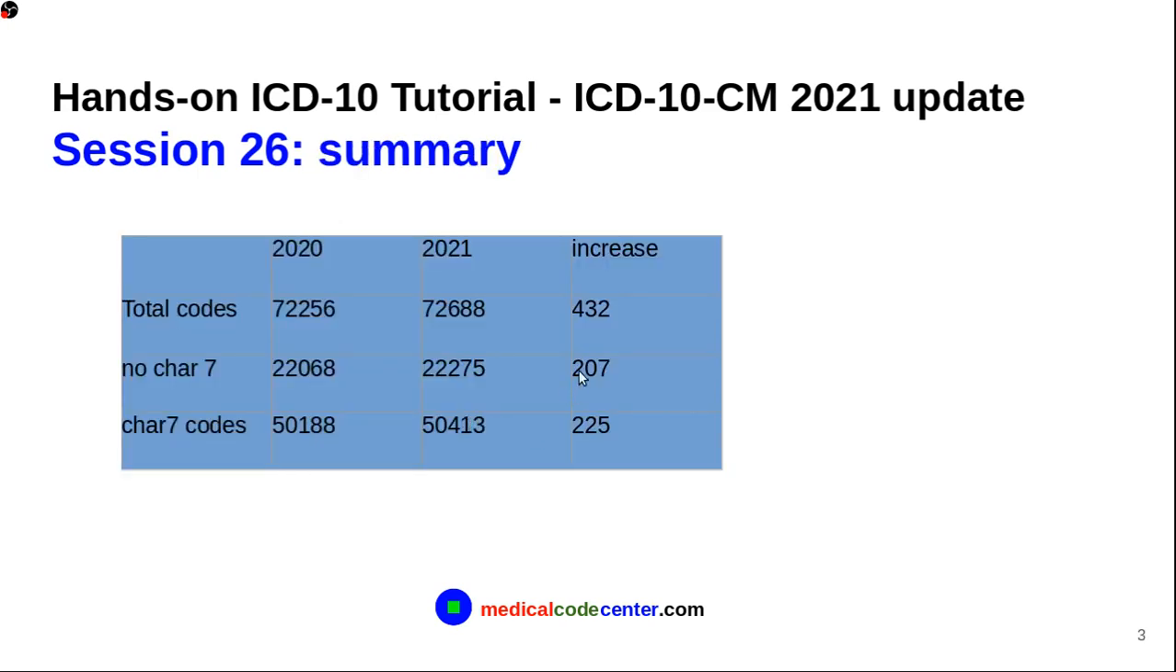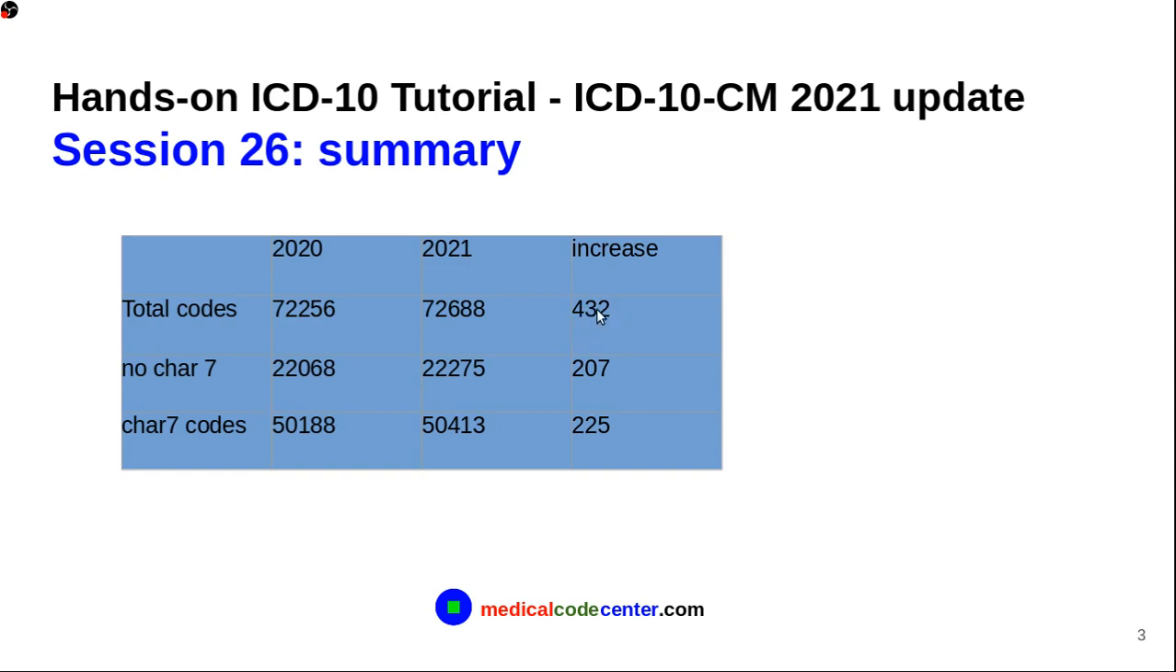First, how many codes have changed? Here I listed for the 2020 version the total number of codes, the codes without character 7, and then the codes that need character 7. So, as you know, we have around 72,000 ICD-10-CM codes. In the 2021 version, we have around 400 more codes.